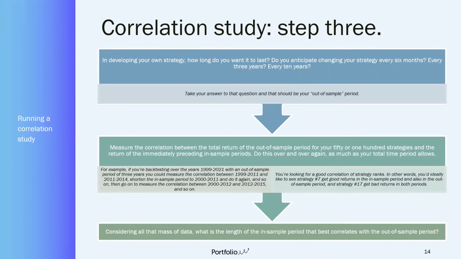And what you're looking for is a good correlation of strategy ranks. In other words, ideally, you'd like to see strategy number 7 get good returns in the in-sample period and also in the out-of-sample period, and strategy number 17 get bad returns in both periods.